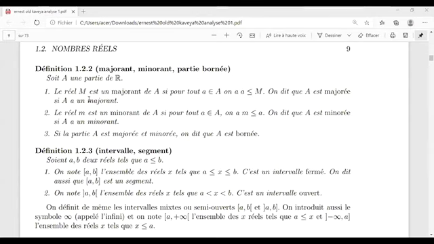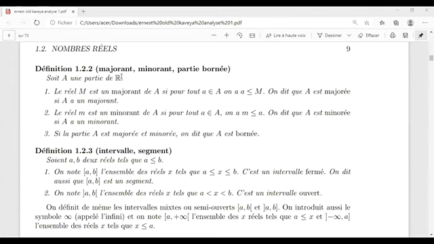So we start real numbers. We've already looked at natural numbers, integers, and rational numbers. Now we're going to enter into real numbers, which can be considered in three aspects. We're going to enter into real numbers by looking at the majorant, minorant, partie bonnet. Majorant, ça veut dire quoi? If I say majorant, what do I mean?